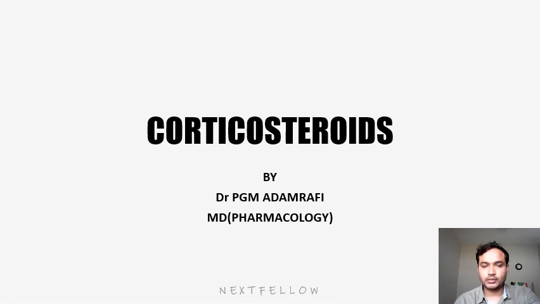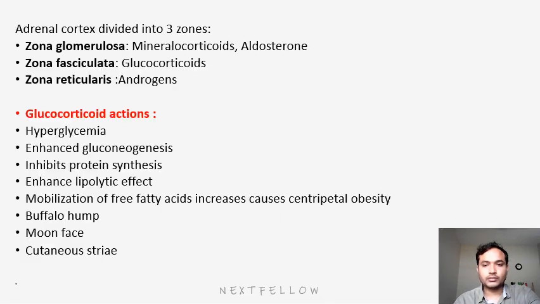Okay. So before entering, we have to know about the divisions of corticoids. The adrenal cortex will be divided into three zones. First one is zona glomerulosa, zona fasciculata, zona reticularis. They will secrete different corticosteroids.